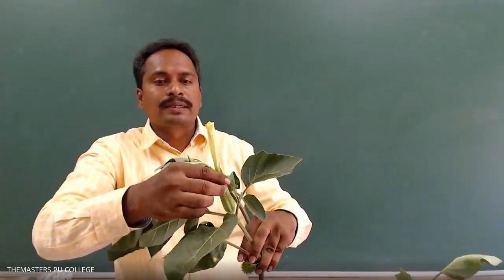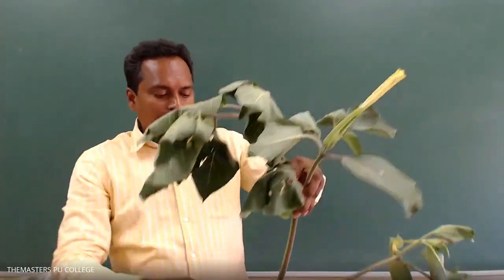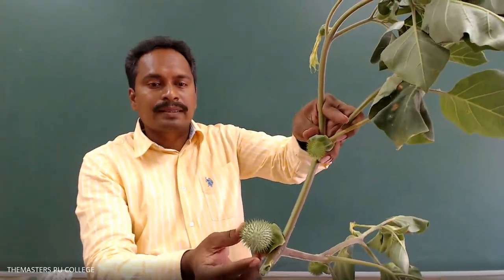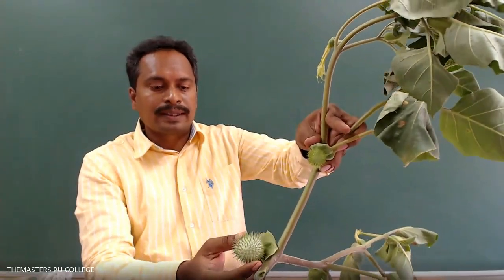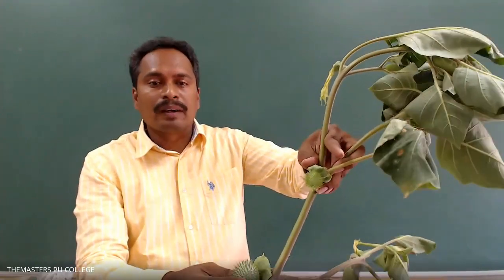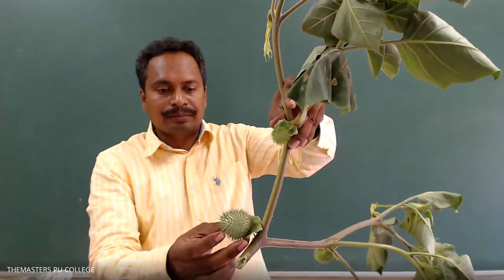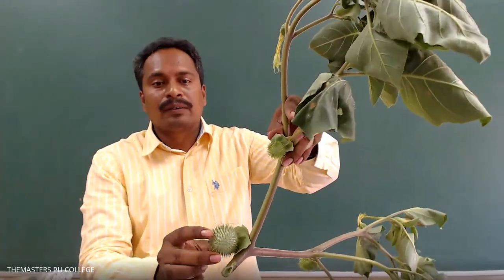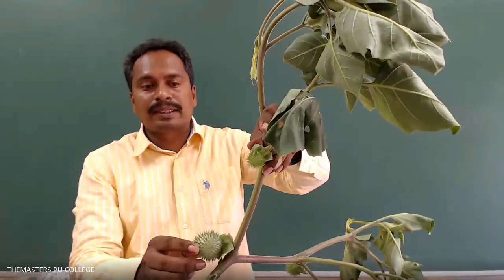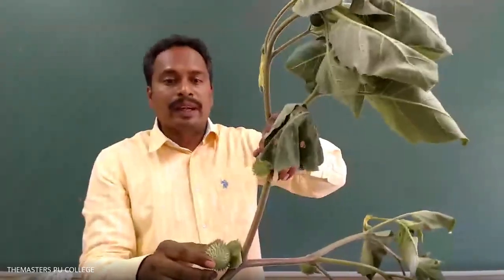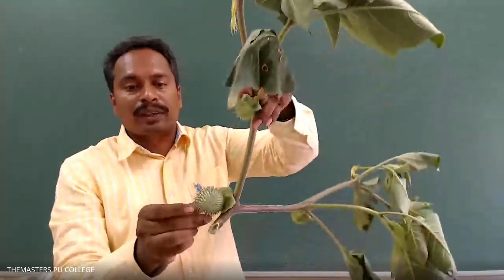So the inflorescence is the racemose. This is the fruit. Yesterday I told you, the fruit wall consists of spines. It's called thorn apple. Datura is the scientific name of the plant. Okay, so it's an example for which type of flowers? Actinomorphic. Yesterday we discussed the actinomorphic types of flowers. Very good.